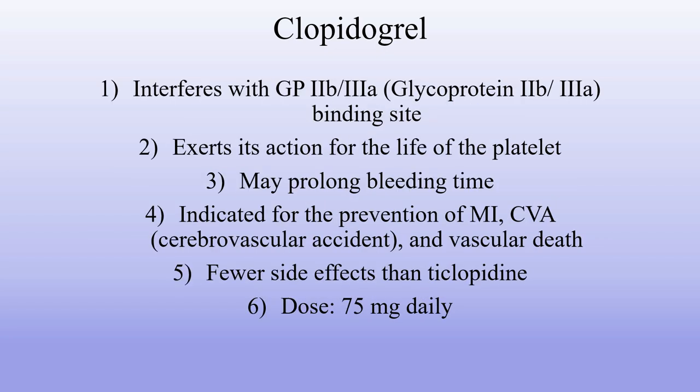Additional characteristics about clopidogrel. First, it interferes with glycoprotein 2B3A binding site. Second, it exerts its action for the life of the platelet. Third, it may prolong bleeding time. Fourth, it is indicated for the prevention of myocardial infarction, cerebrovascular accident, and vascular death. Fifth, it has fewer side effects than ticlopidine. And sixth, the dose is 75 mg daily.